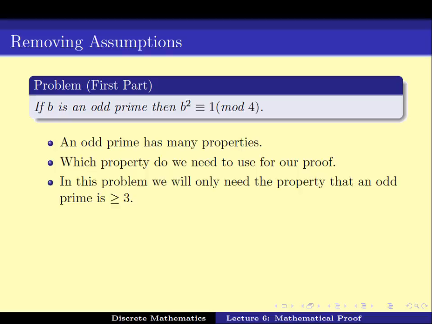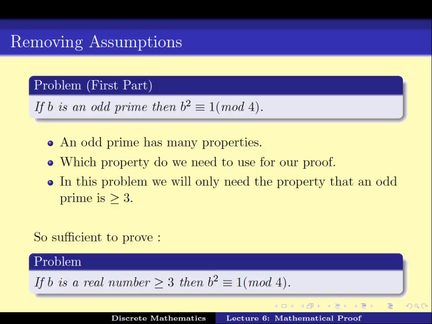We don't need a property of prime at all other than the fact that it is bigger than or equal to 3. So thus, this first part is as good as proving, or it is sufficient to prove that if B is a real number greater than or equal to 3, then B square is congruent to 1 mod 4.